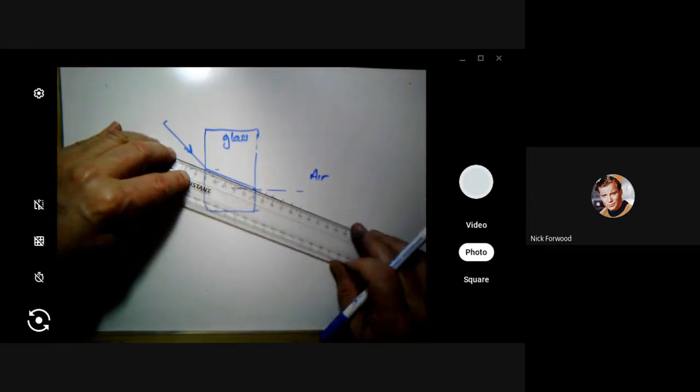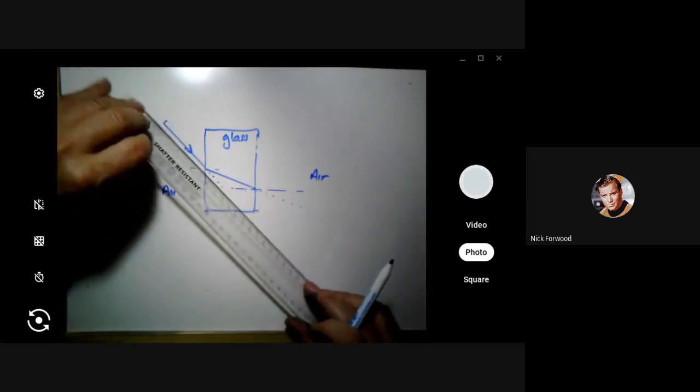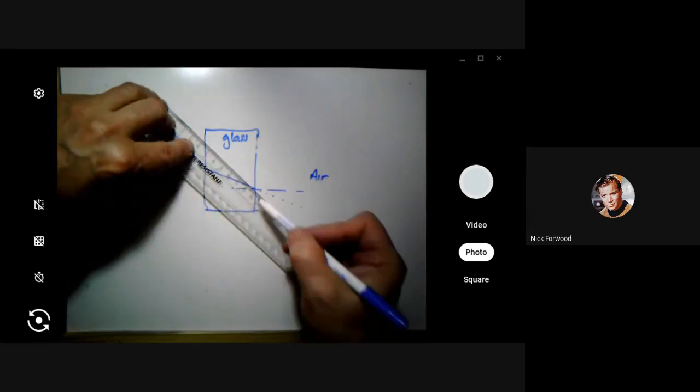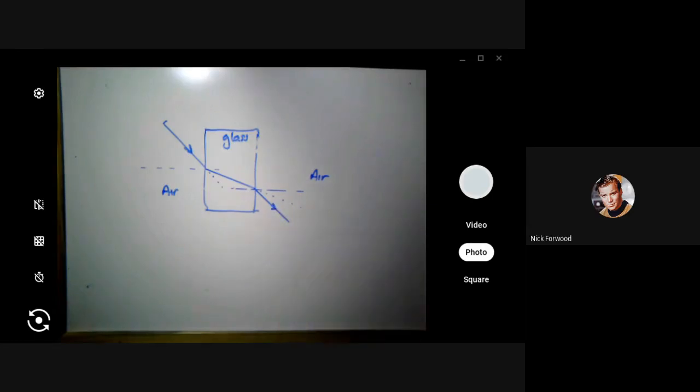As it speeds up, the ray's going to turn around. It's going to bend away from the normal. And remember, it comes out, slide my ruler across, and it will come out parallel to where it was. And there's a diagram completed for you.